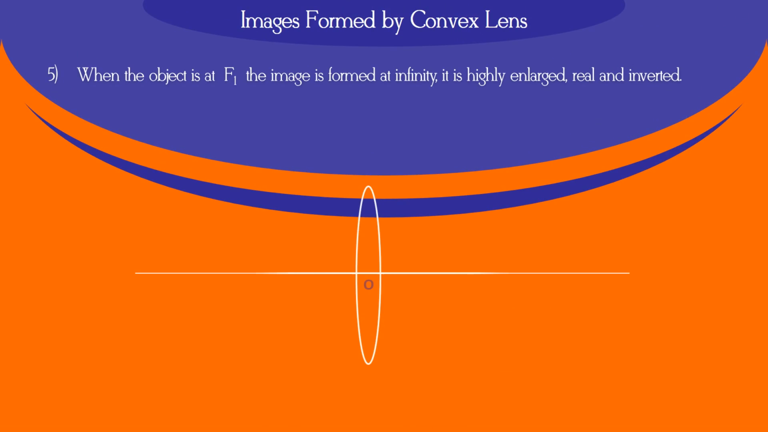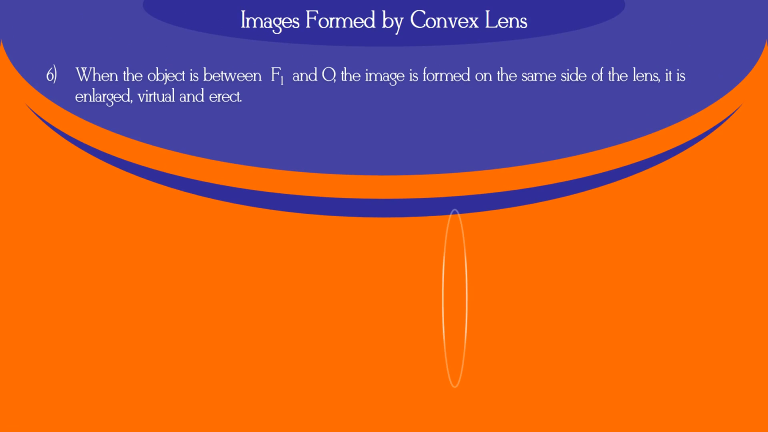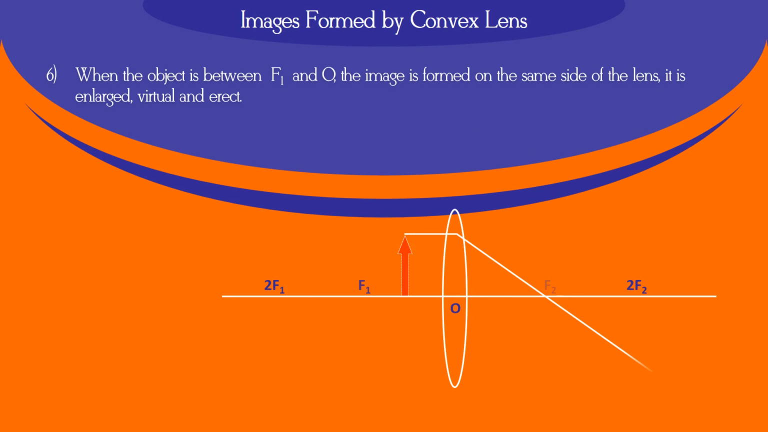Fifth, when the object is at f1, the image is formed at infinity. It is highly enlarged, real, and inverted. Sixth and the last one, when the object is between f1 and O, the image is formed on the same side of the lens. It is enlarged, virtual, and erect.